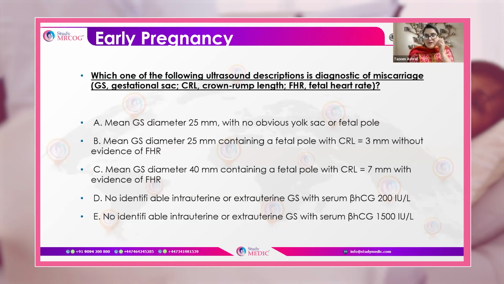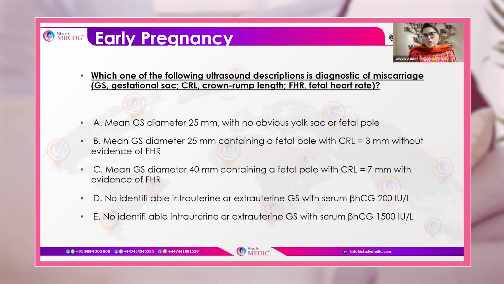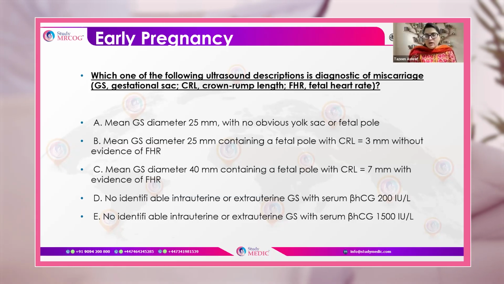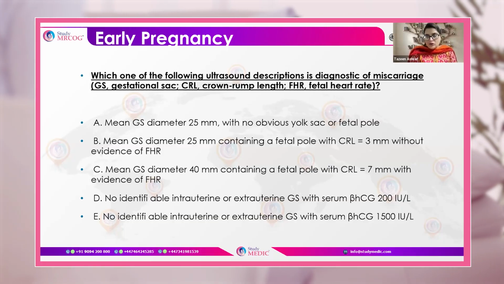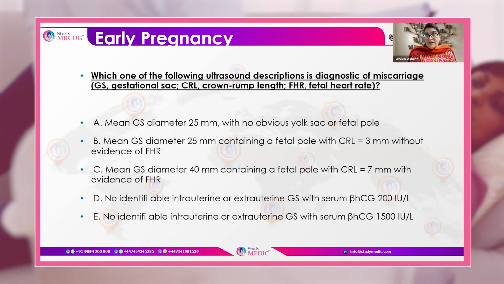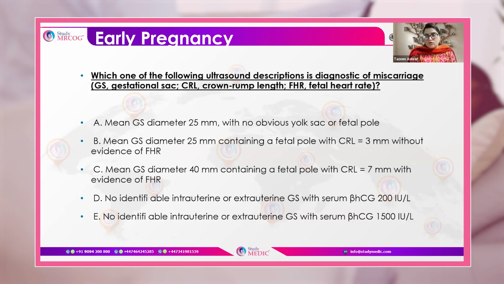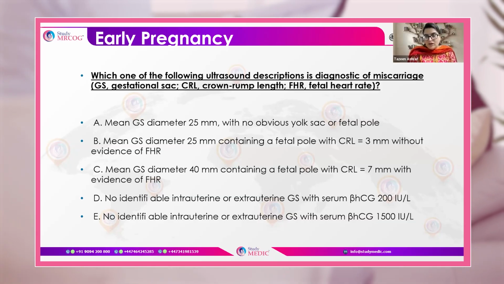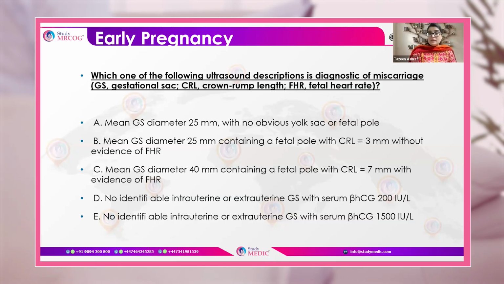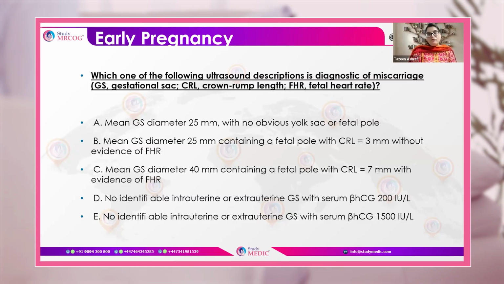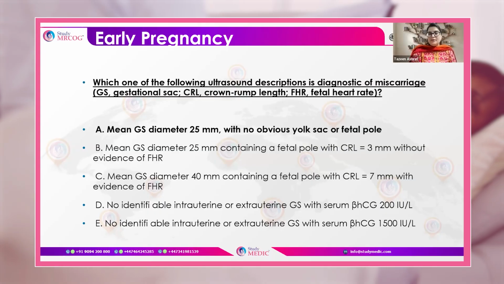No identifiable intrauterine or extrauterine gestational sac, and beta HCG is 200. We are not able to label it as miscarriage, as the beta HCG levels are very low, 200, and there is no identifiable intrauterine or extrauterine sac. And beta HCG is 1500 international units. So we have to decide on the presence of gestational sac, CRL, fetal pole, and fetal cardiac activity. All right, so here the answer is mean gestational sac diameter 25 mm.